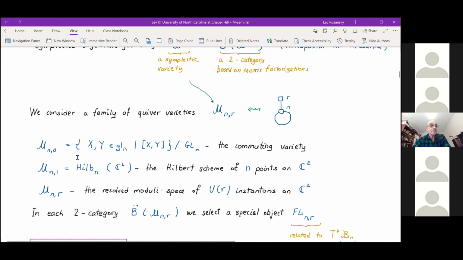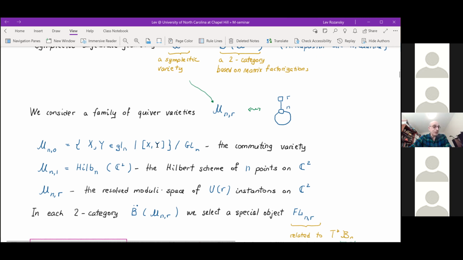Lev, excuse me. Will you work with varieties or with stacks? How important? I will work with all of them. I will present them as quotients of stable parts of cotangent bundles. Okay, so you need some stability. Yes, stability will be there.